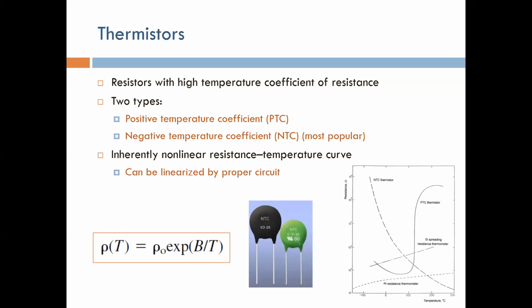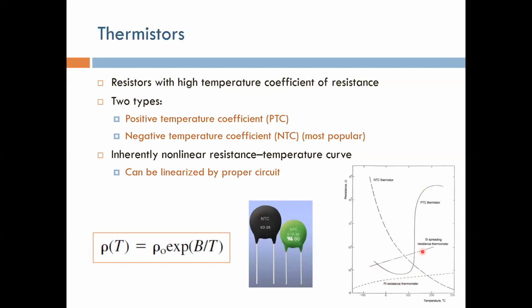Doctor, you mean the thermistor only changes the voltage in terms of temperature, or what? It's the resistance that changes as a function of temperature. Basically, the curve is like this. For NTC, it goes down like this. For the PTC, it goes up like this.